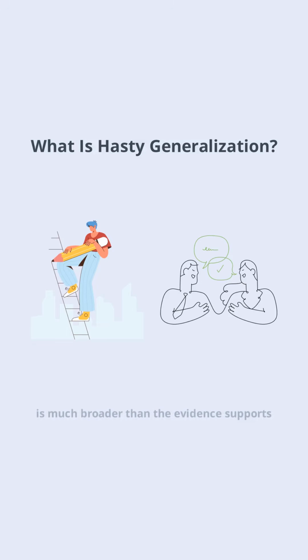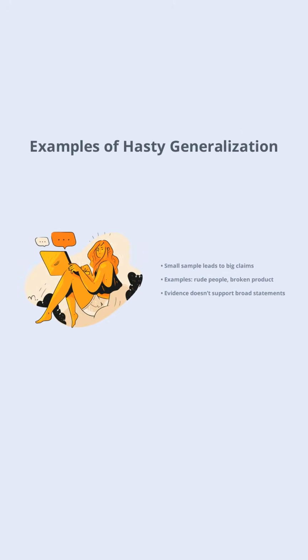The key problem is that the conclusion is much broader than the evidence supports. It's important to recognize this fallacy because it can lead to unfair judgments and misunderstandings. As we move forward, we'll look at some real-life examples to see how this plays out. Let's dive into a few examples to make this clearer.